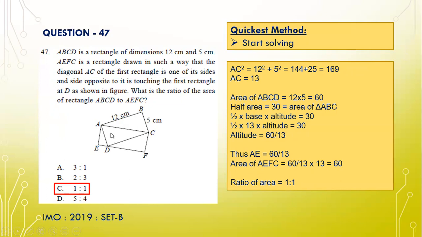Now this altitude is the same as this altitude, isn't it? AE is the same as this altitude, the perpendicular. So this side AE is 60 upon 13, and this side AC is 13. So what is the area? 13 into 60 upon 13, where 13 will get cancelled, and the area is 60, isn't it? So the area of rectangle ABCD is 60, and the area of rectangle AEFC is also 60. So what is the ratio? The ratio is 1:1.